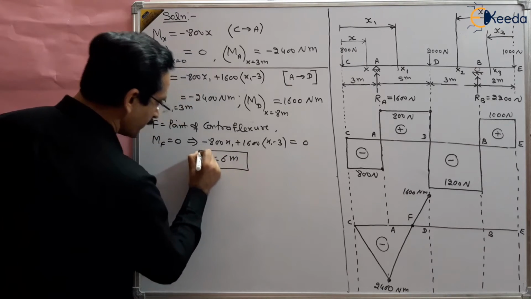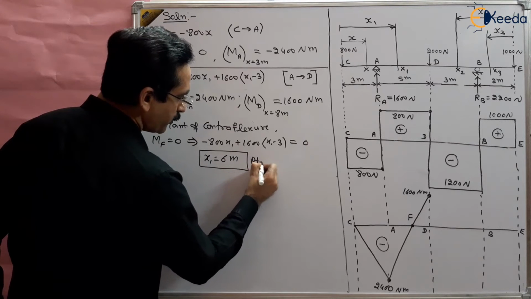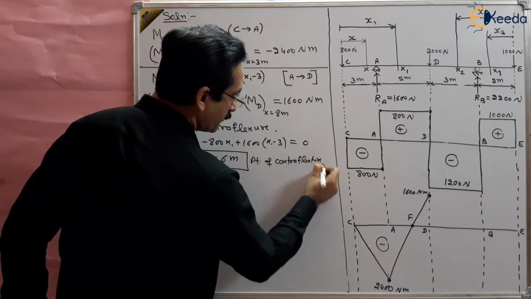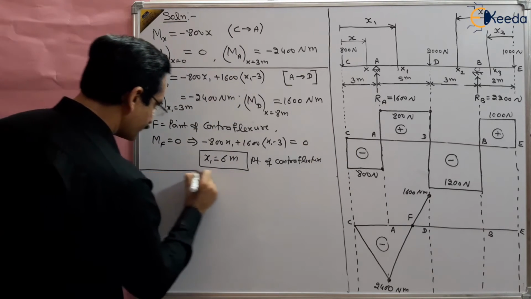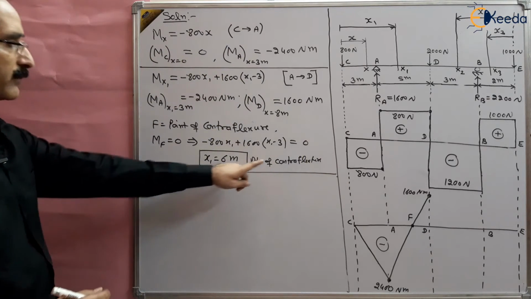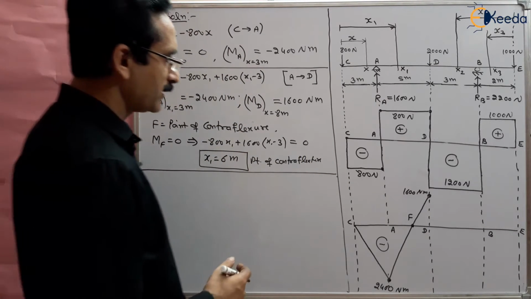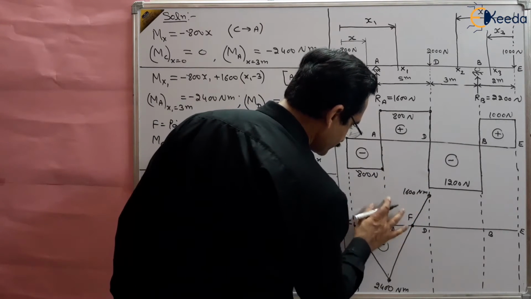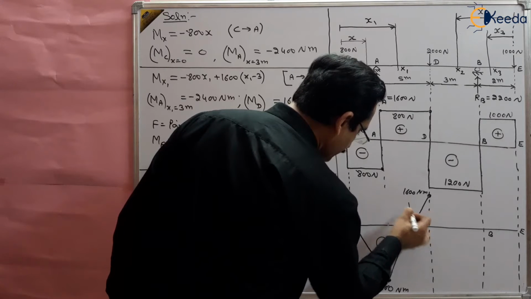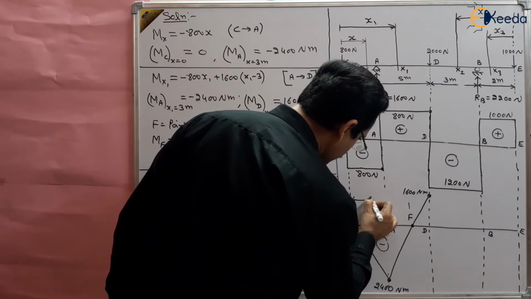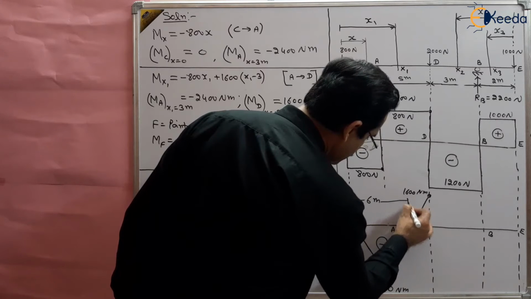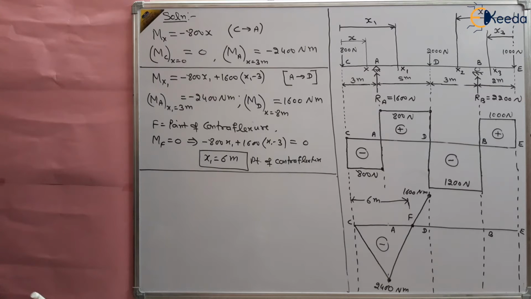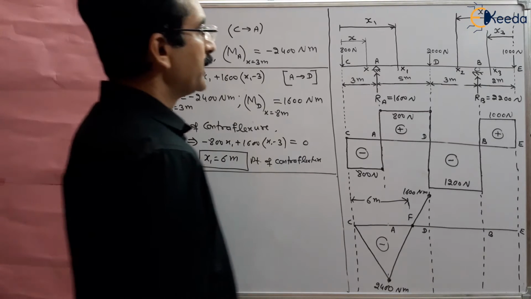So this is the point of contraflexure from C, right? So this is how the point of contraflexure is obtained, from C. So this is 6 meters away. This point is somewhere here at a distance of 6 meters from this edge, point C, right? Point of contraflexure. Now we want to find out between D and B.